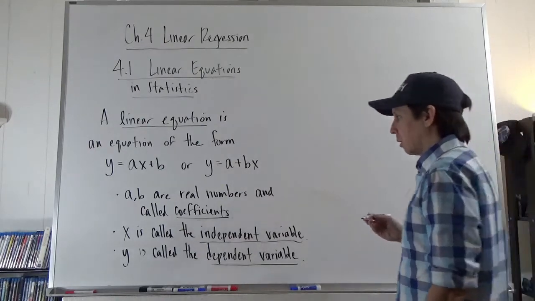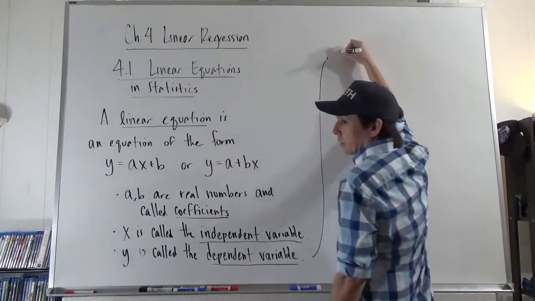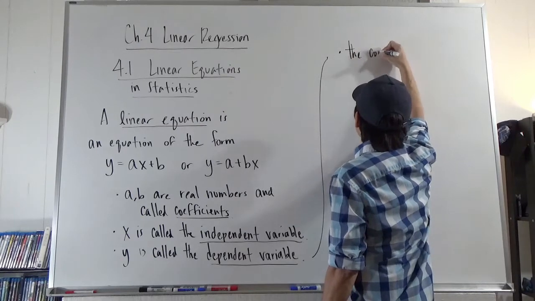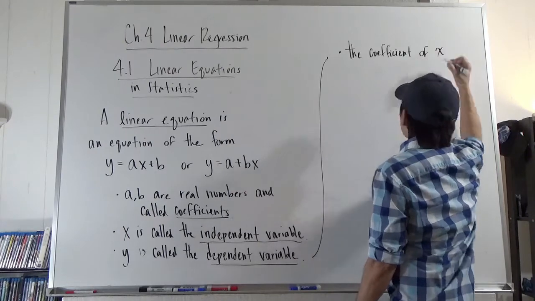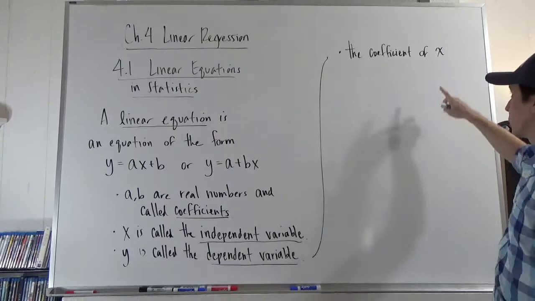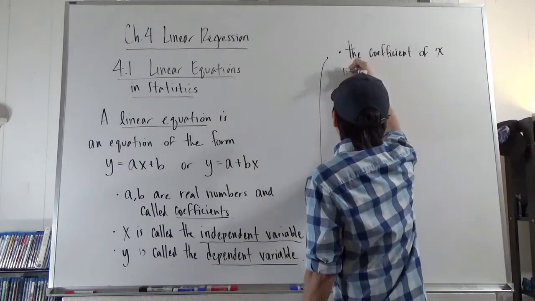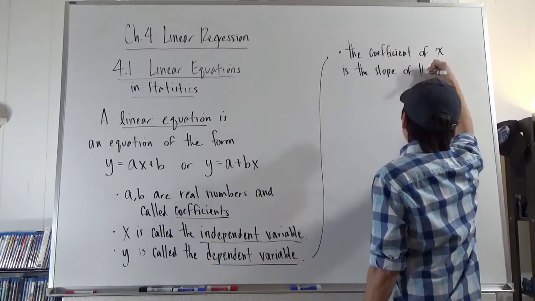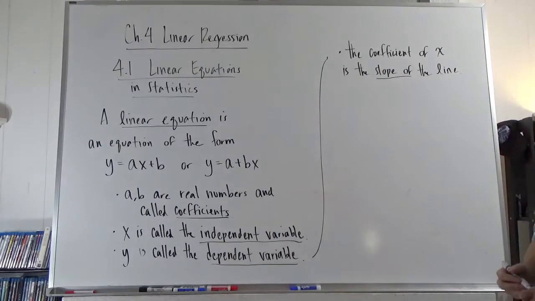One more bullet point that I don't think I can fit there, so I'm just going to come up here. The coefficient of x, or the independent variable, because the variables, the x and y, could change to other letters, but again, for now we're going to stick with it. The coefficient of the independent variable, or x, is the slope of the line. And that'll have a particular meaning, which we will get to later in this section.